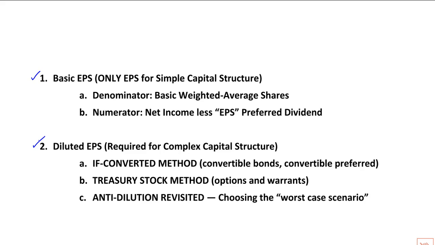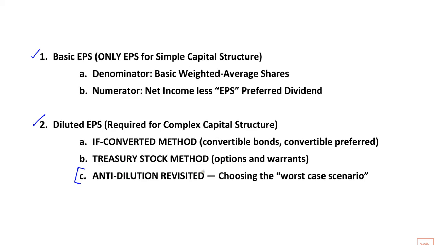So, if there are any convertible bonds, convertible preferred stock, options, or warrants, then you're going to have to create diluted EPS. The final thing we're going to do is take an in-depth look at diluted EPS in our anti-dilution revisited case, which is from your textbook.